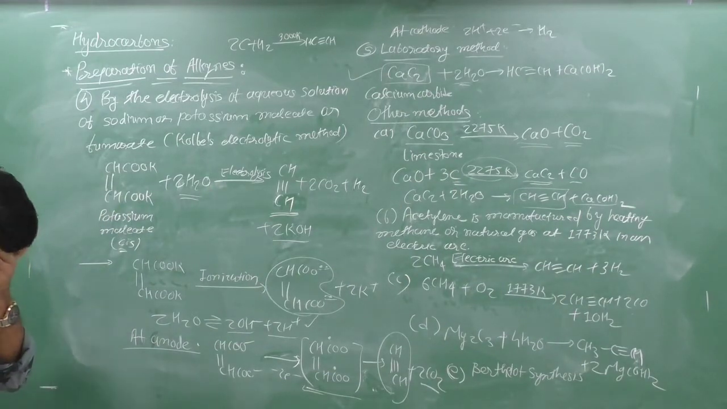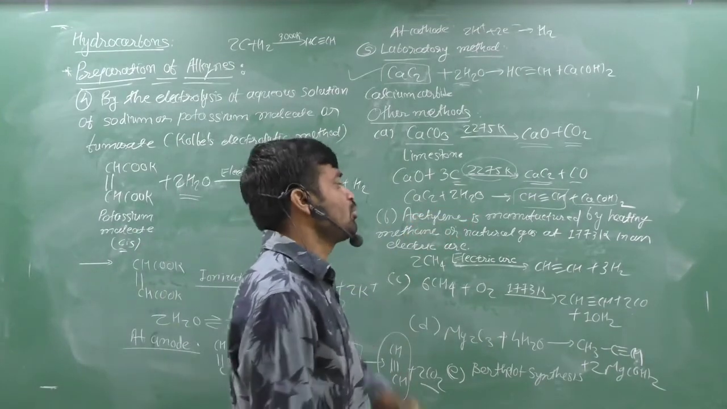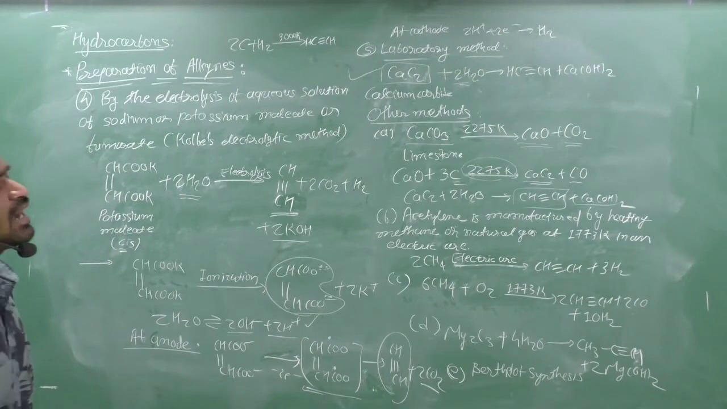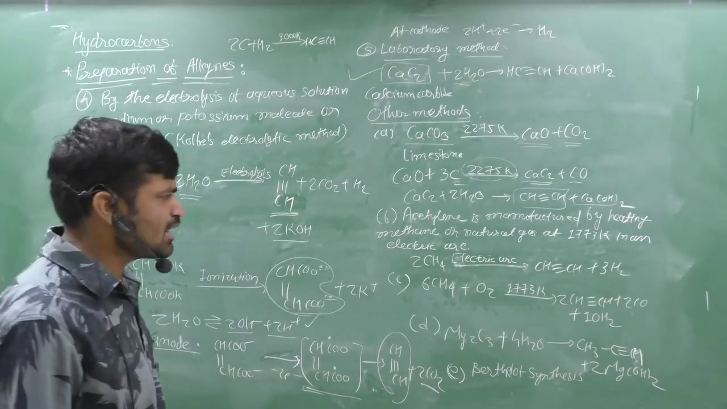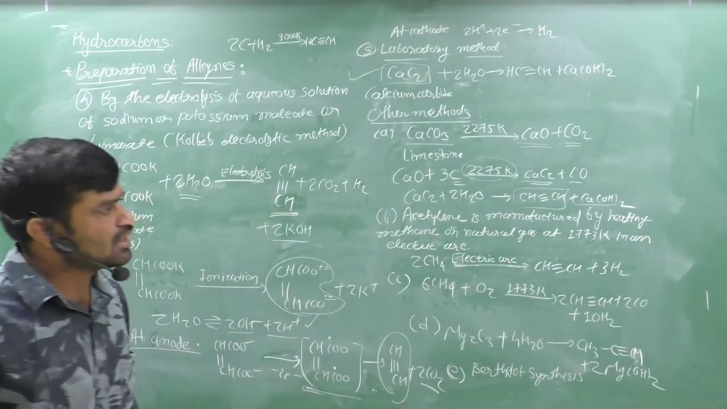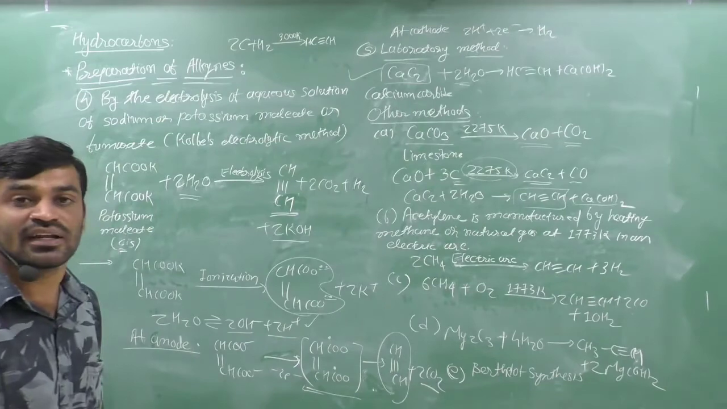If anyone asks whether we can get alkynes or acetylene from limestone, yes, we can obtain it with the help of this method. Clear? But we have to heat it to a very high temperature. Second, acetylene is manufactured by heating methane or natural gas at 1773 Kelvin in an electrical arc.